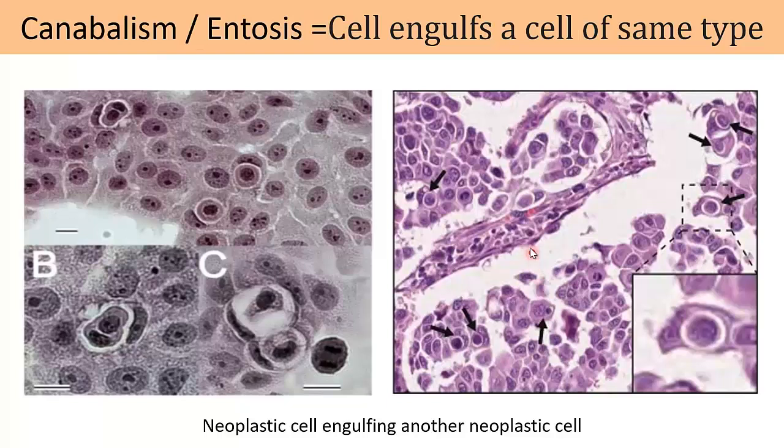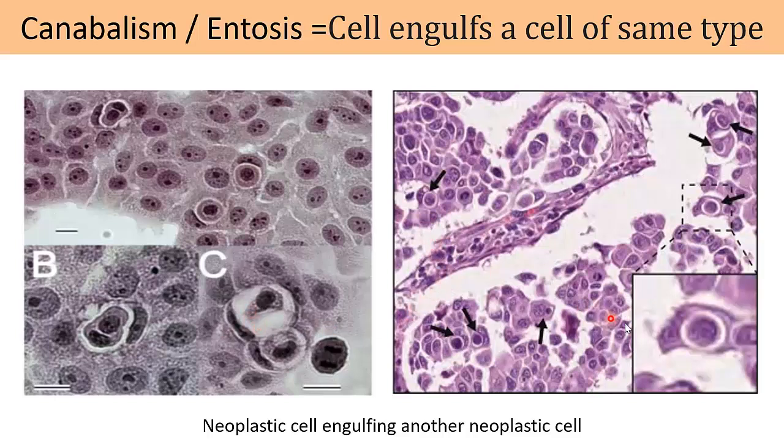Then another term sometimes we use in malignancy is cannibalism or entosis. And what is that? That is when a malignant cell engulfs a cell of the same type. It is called cannibalism. So it is a sign of malignancy in the milieu of malignant cells. Now here we see that this is a cell here and there is another cell phagocytosed in the cytoplasm of this cell. Here again very clearly seen that this is a cell with the nucleus at the periphery and another cell phagocytosed in the cytoplasm.